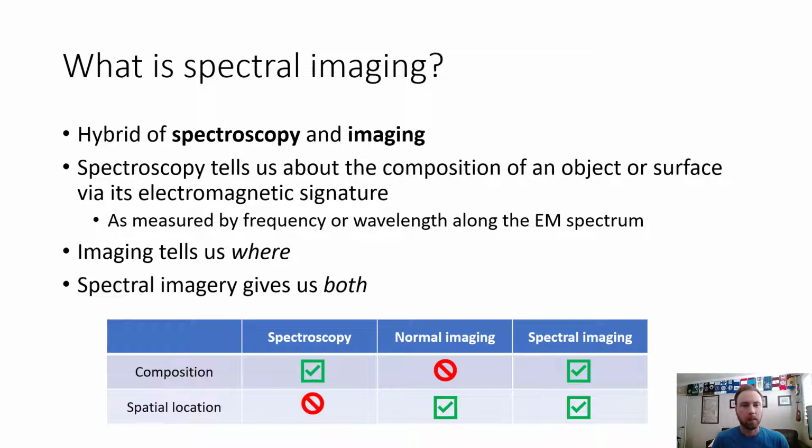Imaging tells us where something is, and spectroscopy tells us kind of what something is. So spectral imagery is a combination of both. It tells us what and where.